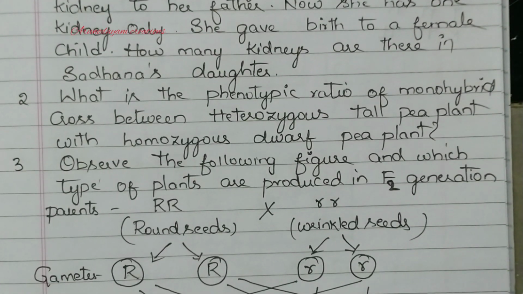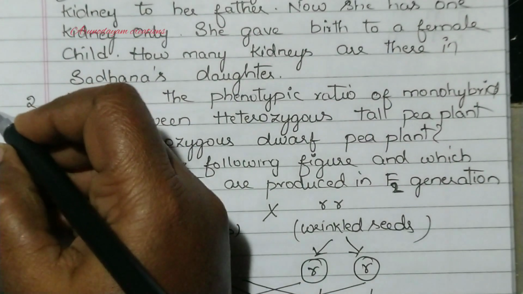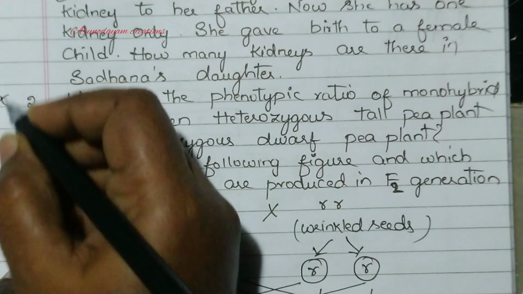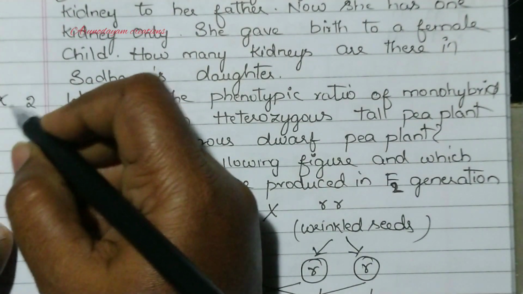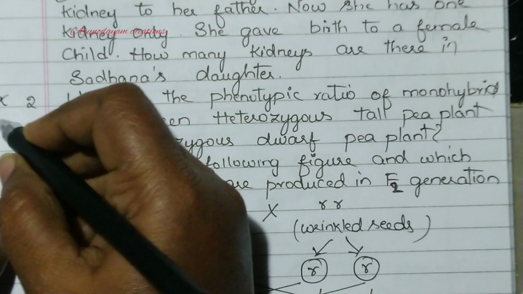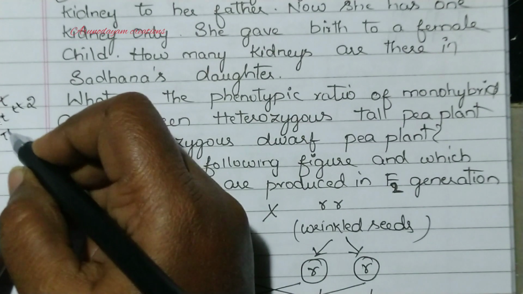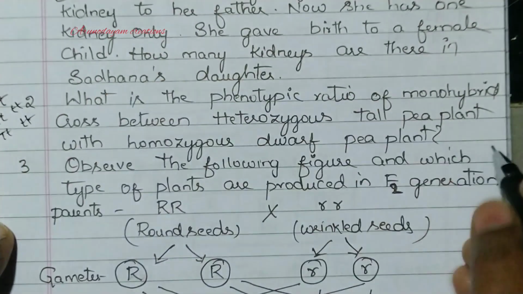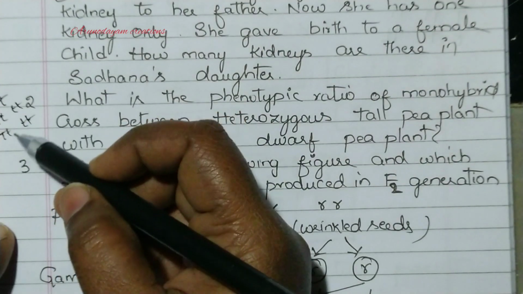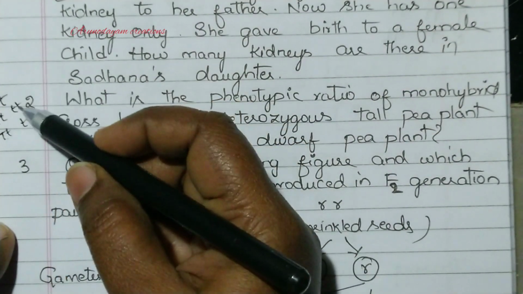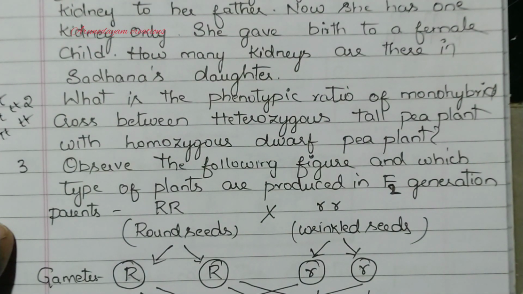Second, what is the phenotypic ratio of monohybrid cross between heterozygous tall plant and homozygous dwarf plant? Heterozygous tall means capital T small t. Homozygous dwarf plant, small t small t. So we have to cross it now. Capital T small t, small t small t: capital T small t, small t small t. So he asked the phenotypic ratio. Here in F1 generation we will get 2 tall plants and 2 dwarf plants. So the ratio here is 2:2.